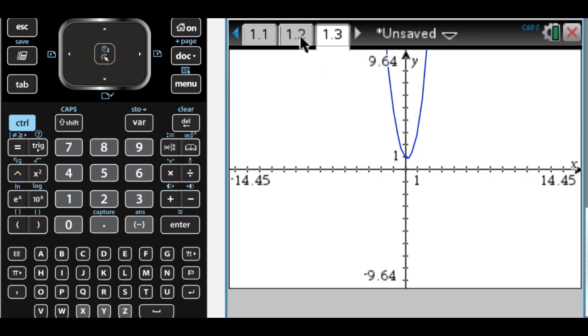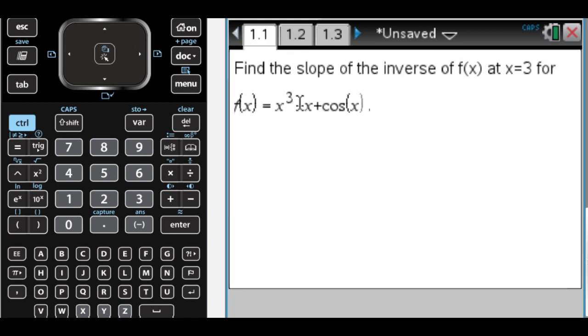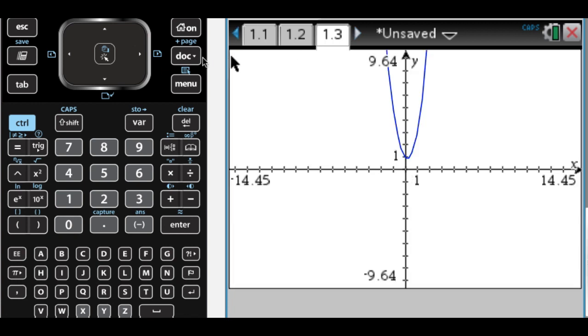So that's good. And the next thing I want to do is, if you remember the problem, it's the slope of the inverse at its x equals 3, which means I need to figure out when this function equals 3. So I will do that graphically.